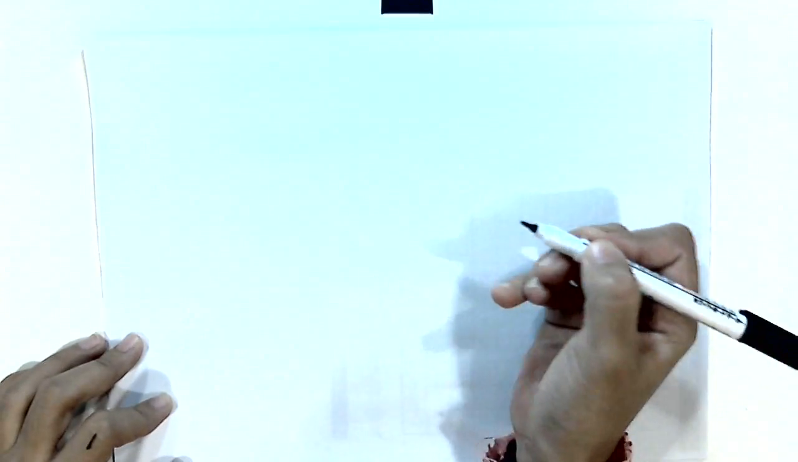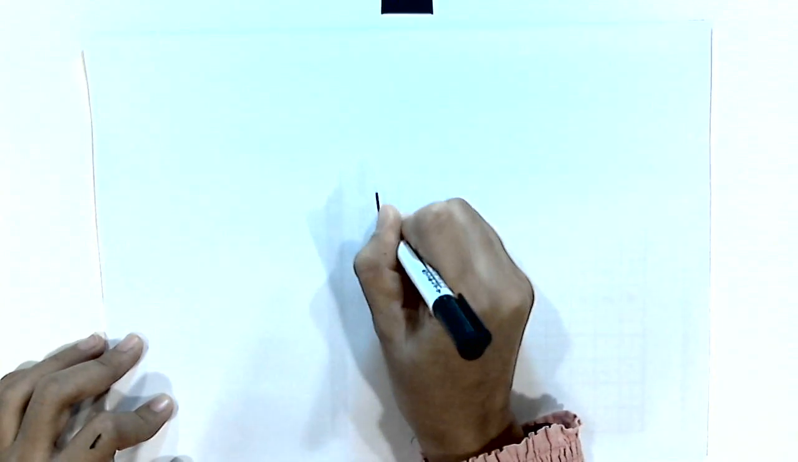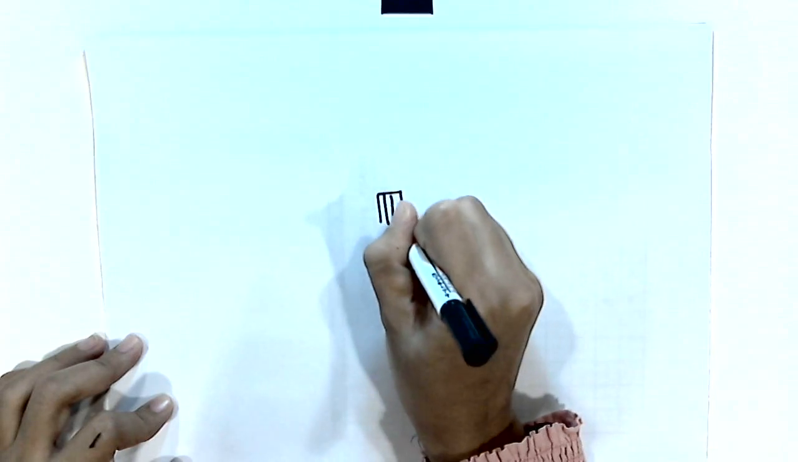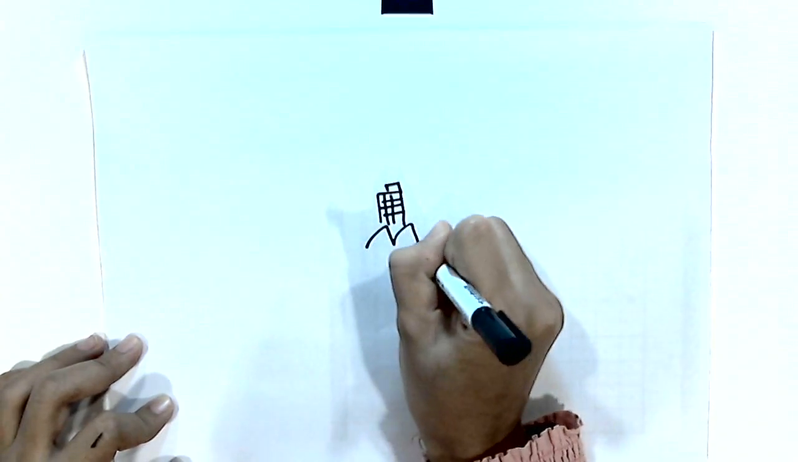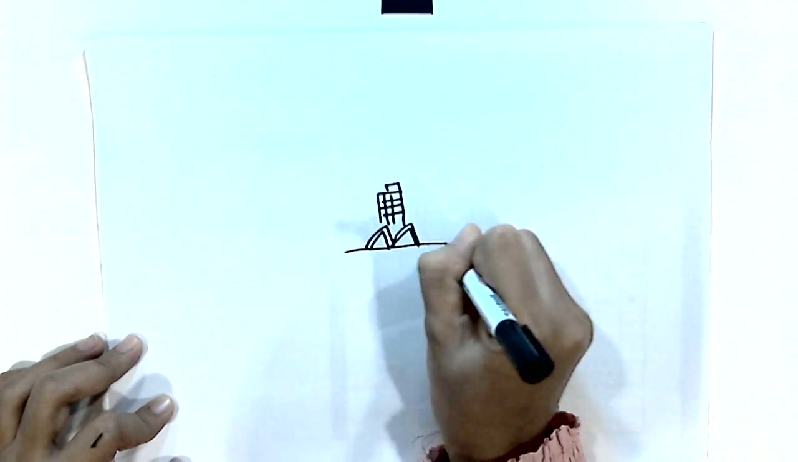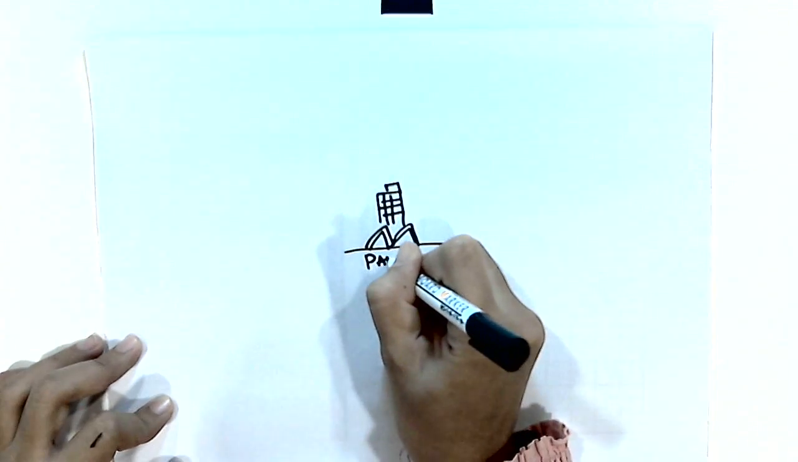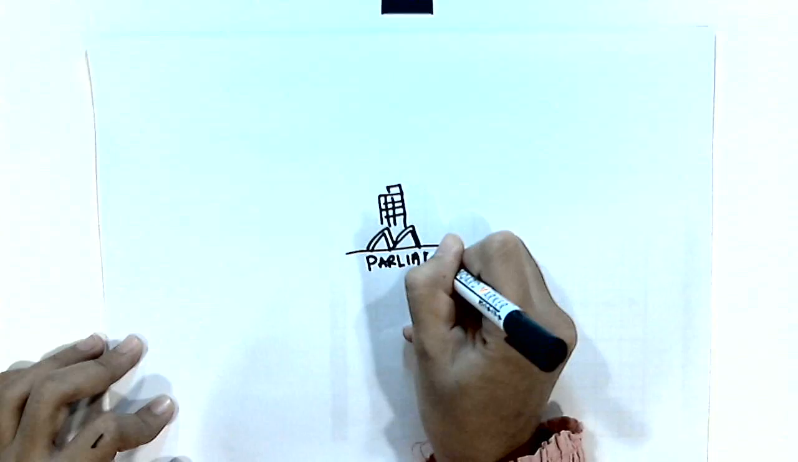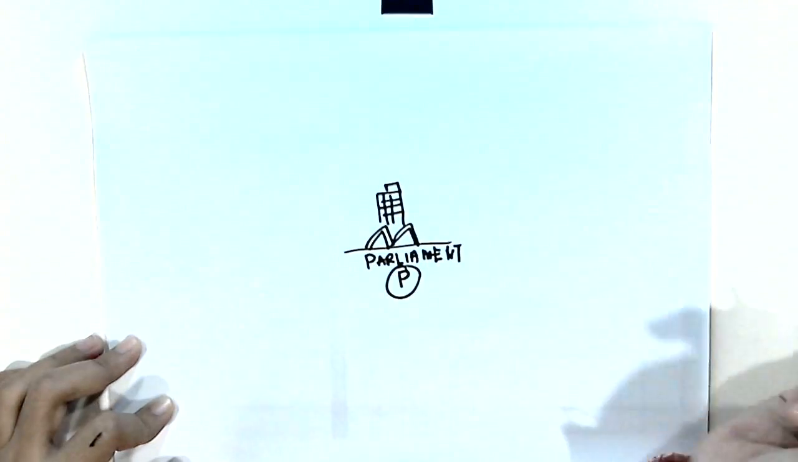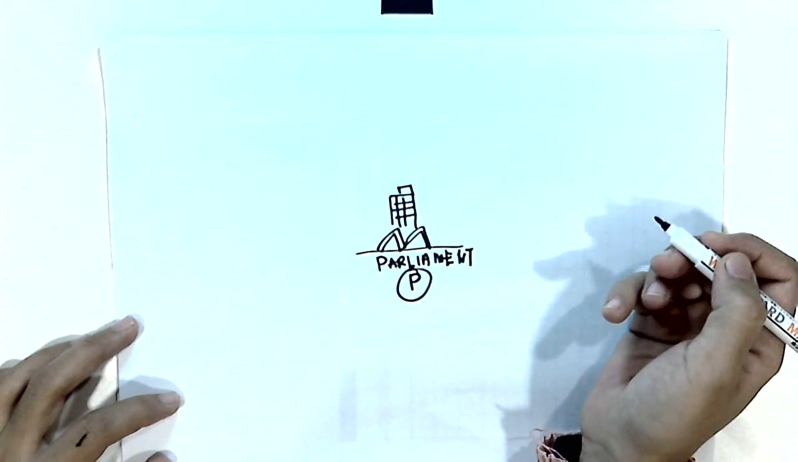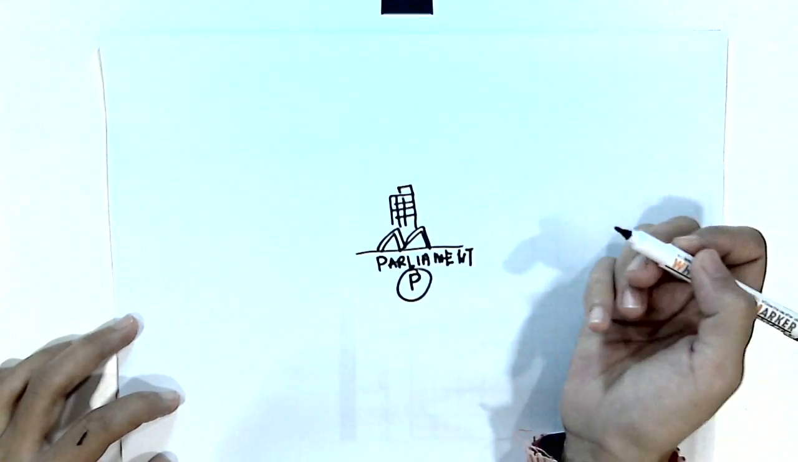Okay, good morning. In this session, I will be explaining about the Malaysian Parliament. Just take note that in this session, I'll be using P as a short form to indicate Parliament, so it will be easier for me to write.